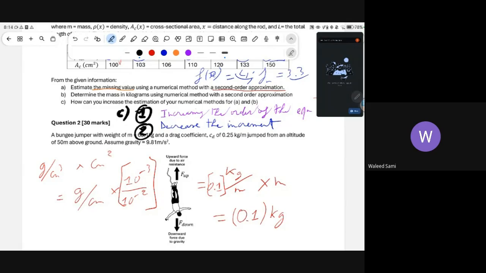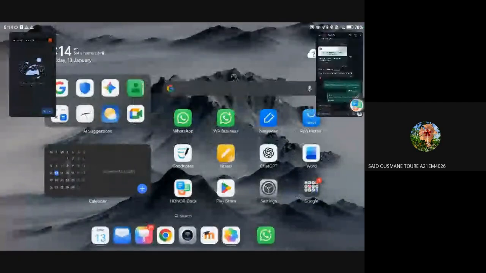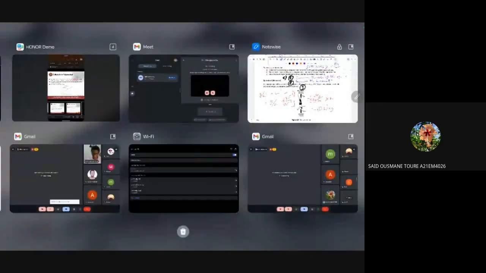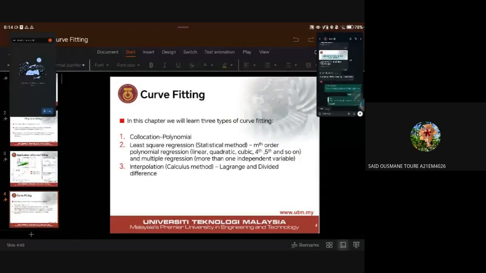What about it, Sa'id? The first method we talk about. In curve fitting, is there a method more accurate than the one we use, which is just the matrix, which is collocation, I believe. I forgot already the name. Collocation, yes. Collocation polynomial. Is there a more accurate method than collocation polynomial?